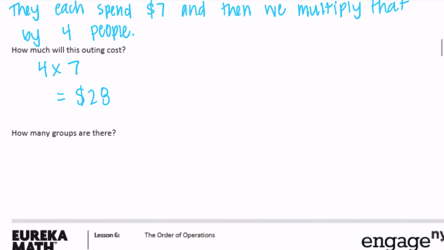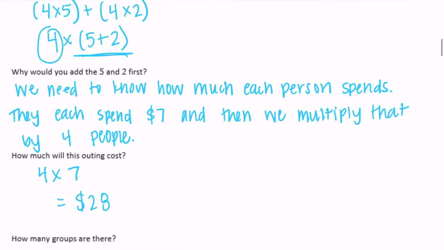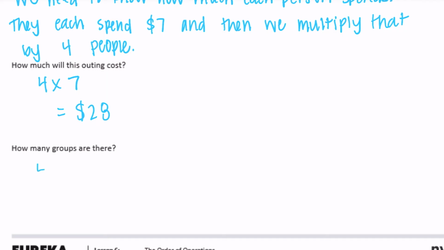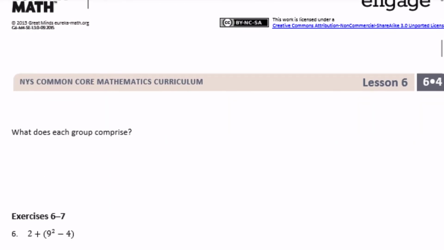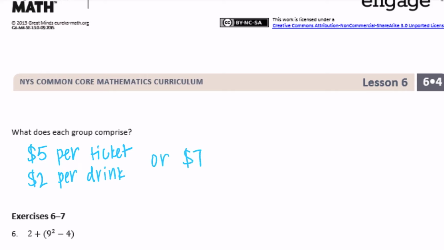How many groups are there? So we would have 4 groups. The groups are really talking about people. And then what does each group comprise? So that would be the 5 plus 2. So it would be $5 per ticket and $2 per drink. Or we could say $7.